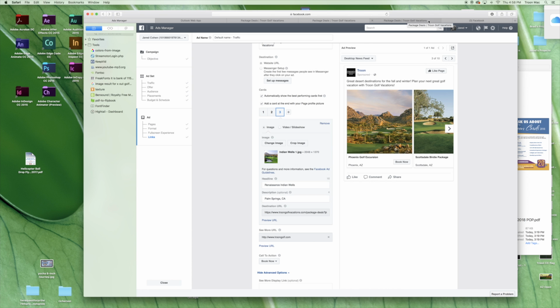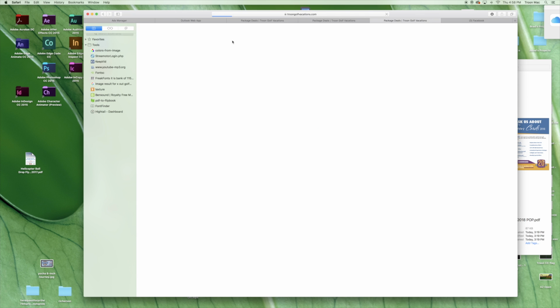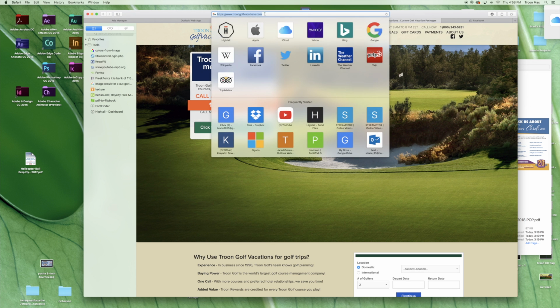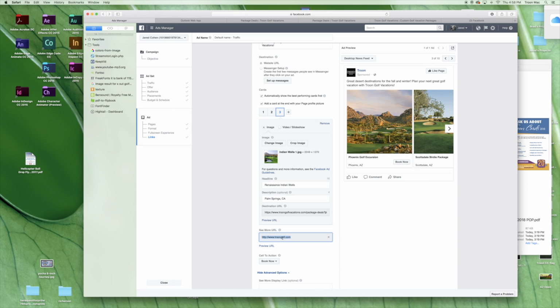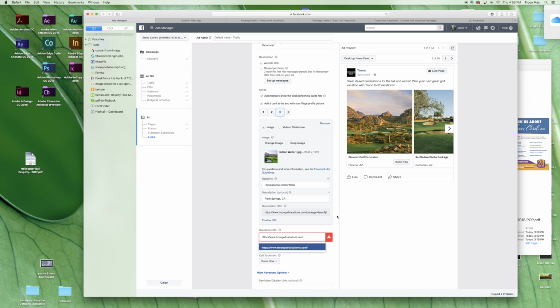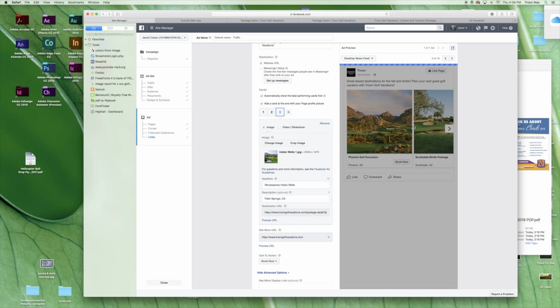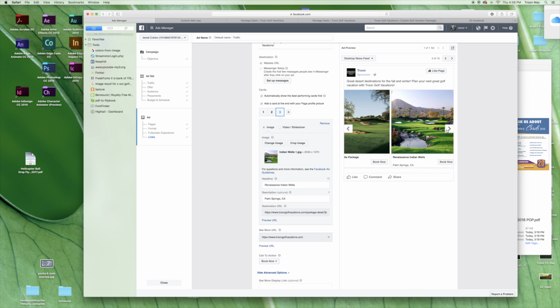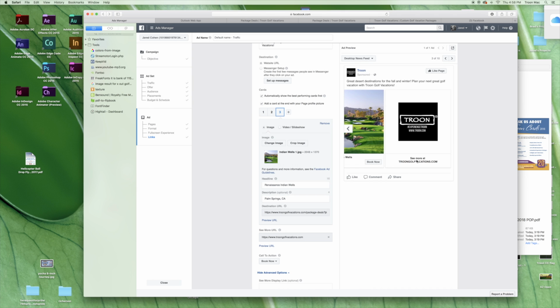the option to visit more packages at Troon Golf Vacations. So I'll go to the home page of TroonGolfVacations.com. I'll copy that link, and that's the See More button that I'll use at the very end. So I'll type that one in, and then once this preview loads, when you scroll to the end of the profile, it'll say see more at TroonGolfVacations.com. That's where I ultimately want them to go. So this is basically it here.